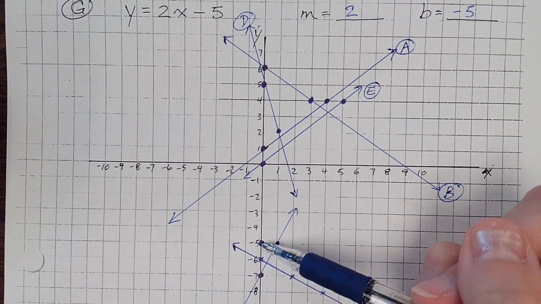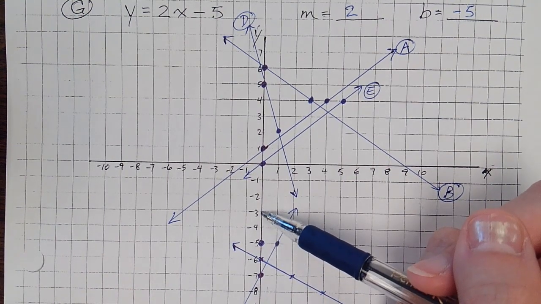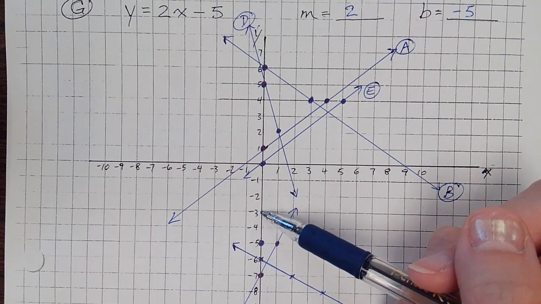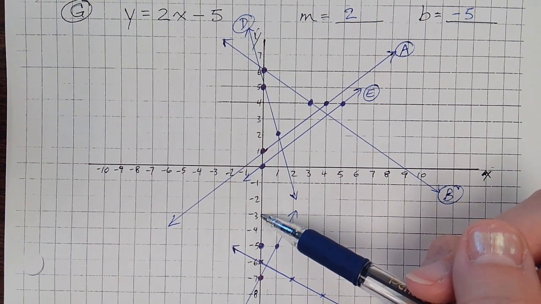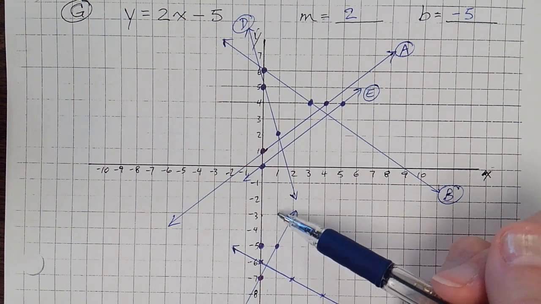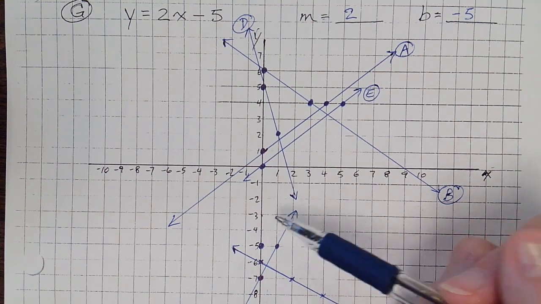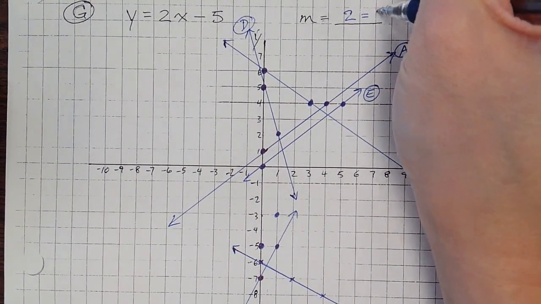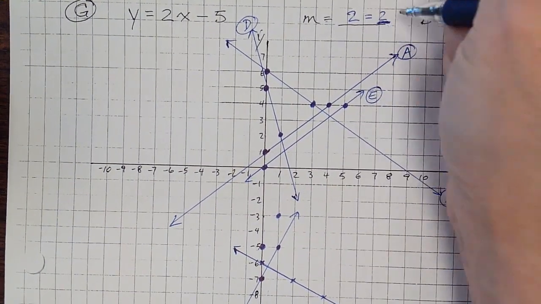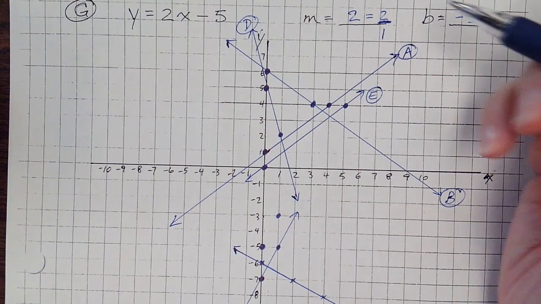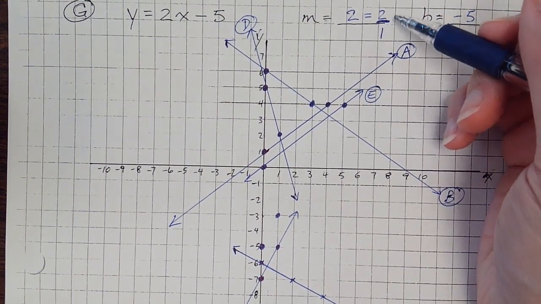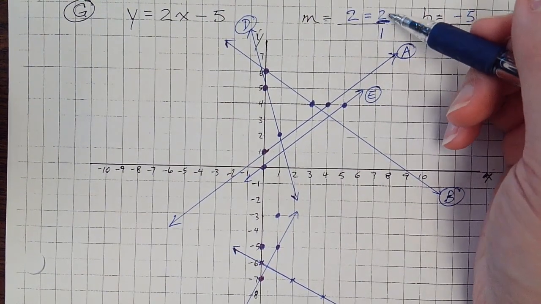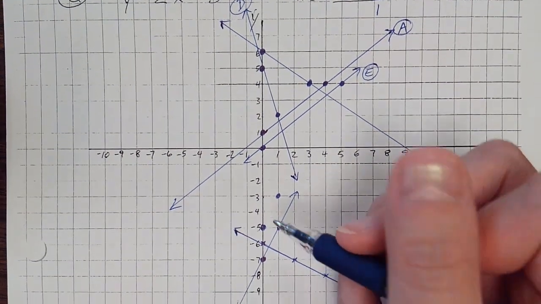Yeah, I go up by 2 and then over how many? 1. Yeah. Why do you go over 1? Any whole number, we can always put that number over 1 so that we can see our rise and our run. So 2 is the same as 2 over 1. So that's why we did that.